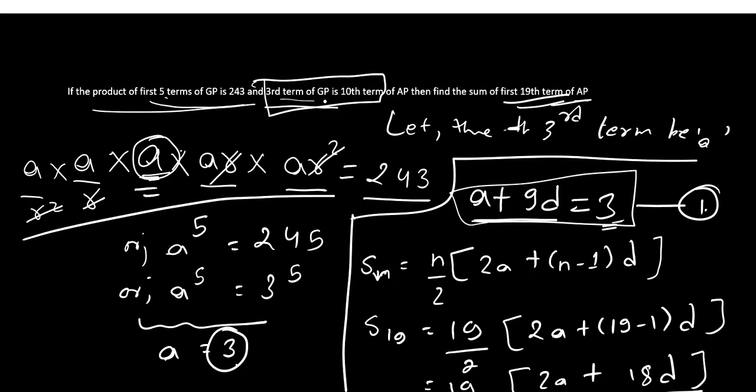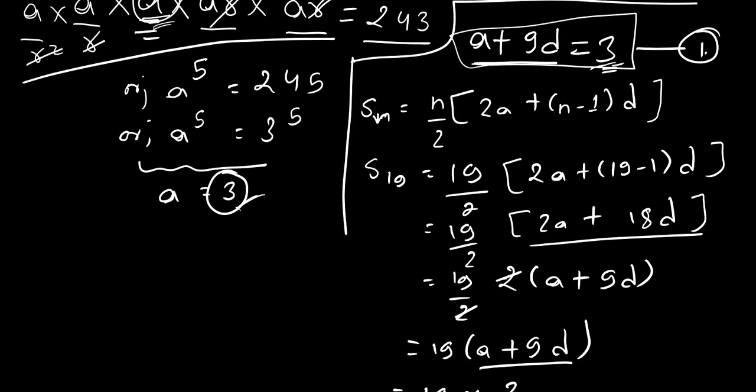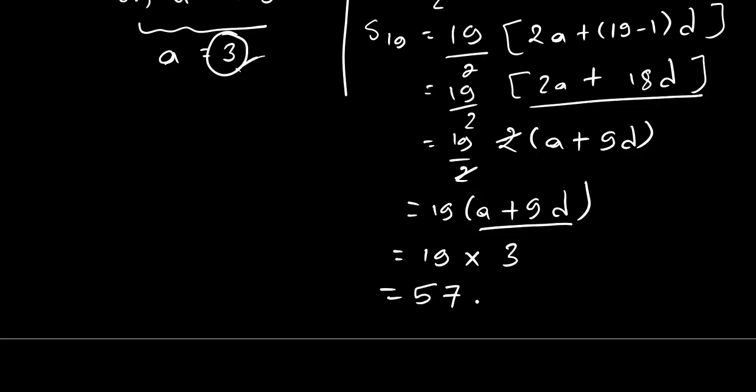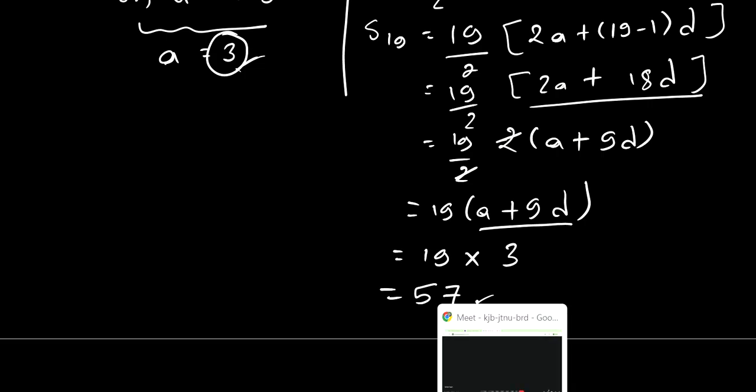Then the next part is the third term is the 10th term. The third term, which we considered as a, is 3. So the third term is the 10th term. The 10th term is a plus 9d. Then we applied the formula of the sum of n terms, and for 19 terms it is 19 by 2, 2a plus (19 minus 1) times d. 19 minus 1 is 18. Then we take 2 as common. The 2 and 2 get cancelled. And then a plus 9d, we keep the value from above, that is 3. 19 multiplied by 3 is 57. So that is the answer for this question.